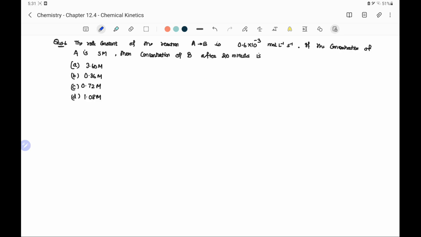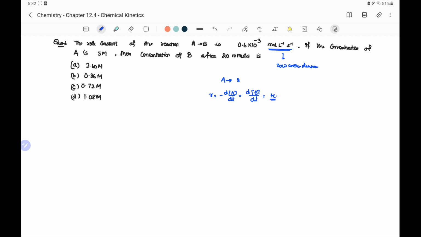Sixth question is, the rate constant of the reaction A to B is 0.6 into 10 to the power minus 3 mole per liter per second. If we check the unit of the rate constant, this refers that the reaction is zero order reaction. And for zero order reaction, where the reactant A gives the product B, the rate is equal to minus dA by dt, that will be equal to dB by dt, and this will be equal to K. K is the rate constant.